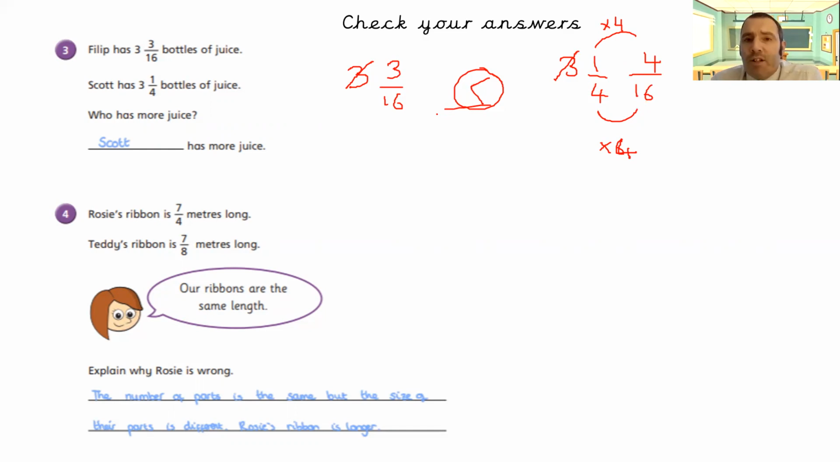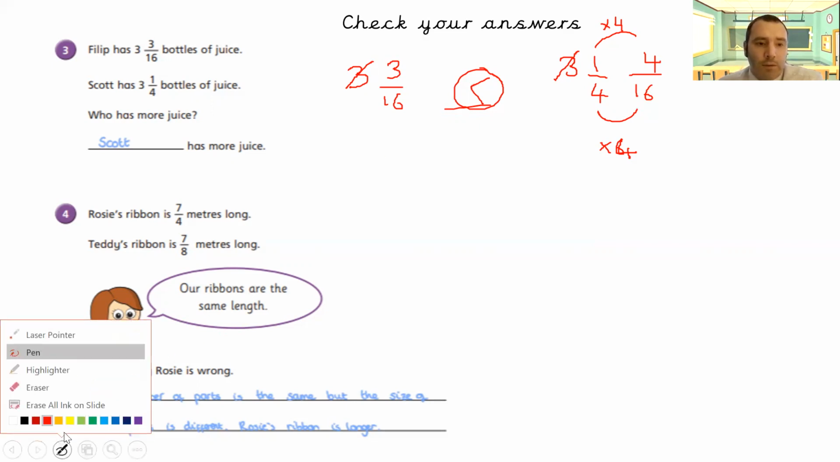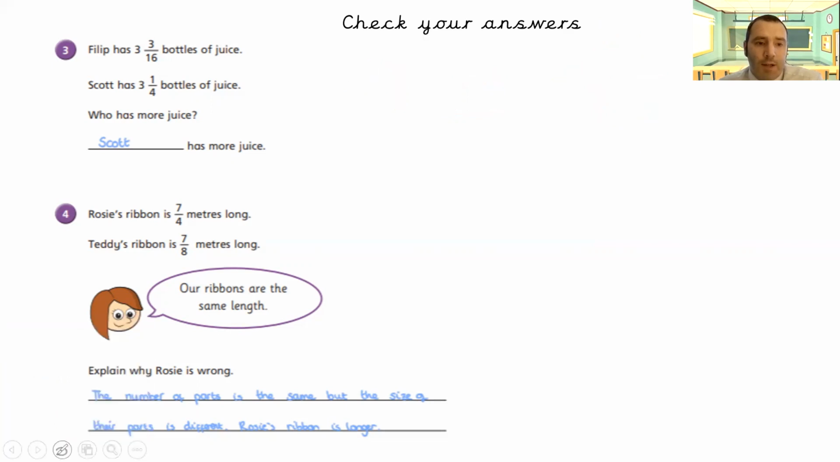So I'm comparing 16ths with 16ths, and where the denominators are the same, the greater the numerator, the greater the value. So both ways round, Scott has got the greater amount of juice left over. So looking at question 4 now, we'll clear the slide down, give ourselves some space, and we'll go through this together as well.